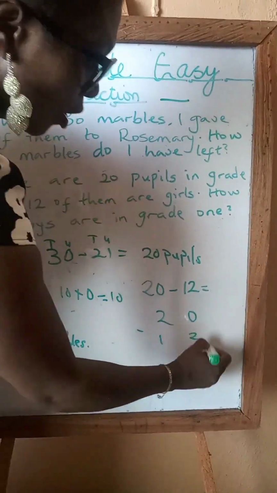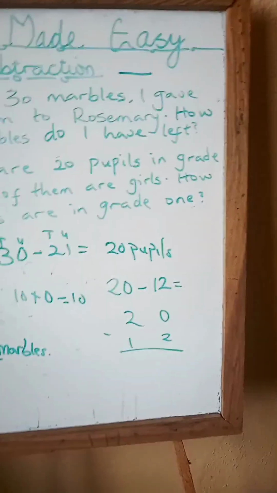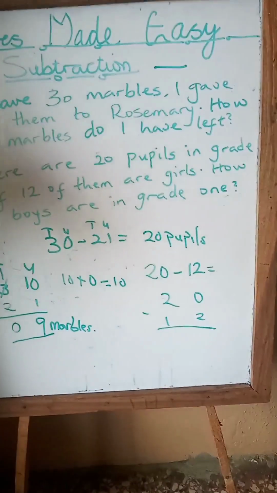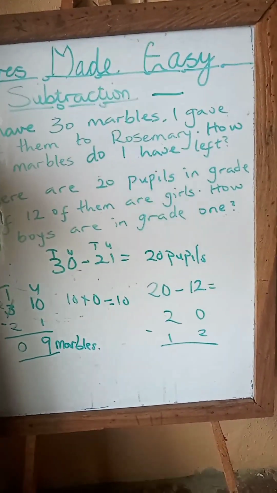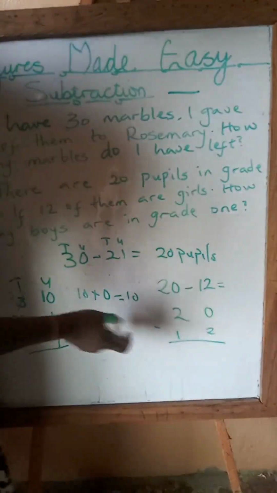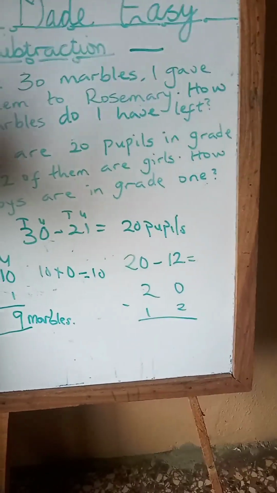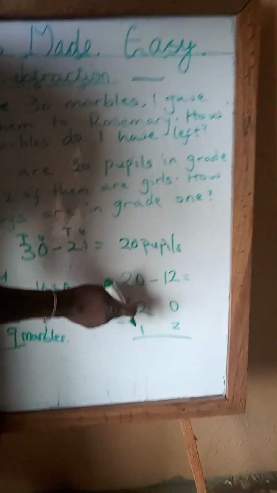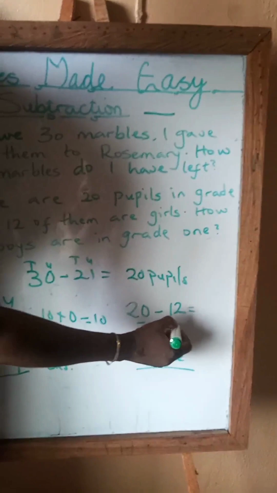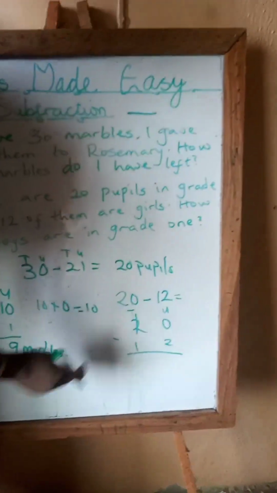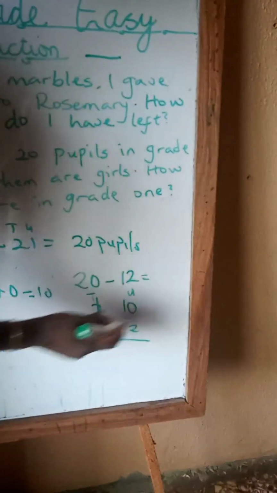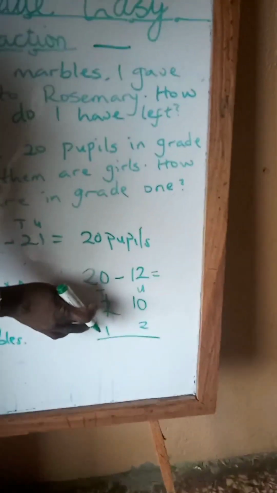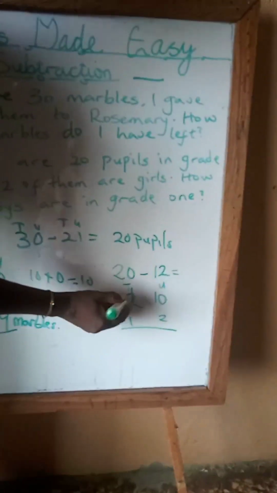20 minus 12. Remember, why do I have 20 at the top? Because 20 is bigger than 12. 20 is more than 12. Just like we did this, now I have to borrow 1 from this 2, because I cannot take away 2 from 0. So I will borrow a 10 from here. Remember, this is your tens and this is your units. So when I take a 10 from here, this becomes 10. And this, when I take a 10 from here, how many do I have left? I will have 1 ten.